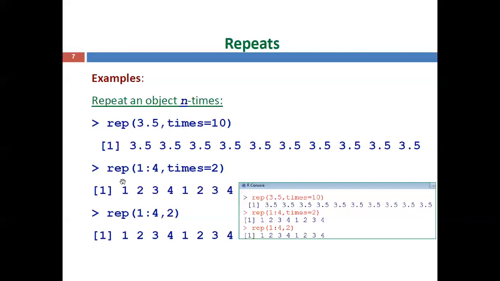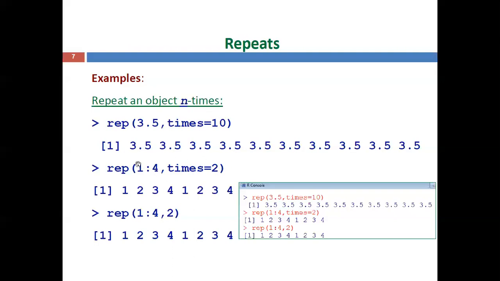Then another example, rep of 1:4. That means the values 1 to 4, comma, times equal to 2. That means the first argument, whatever the data, that entire data can be repeated the number of times based on the times count. Here times equal to 2. So this 1:4 can be repeated twice.